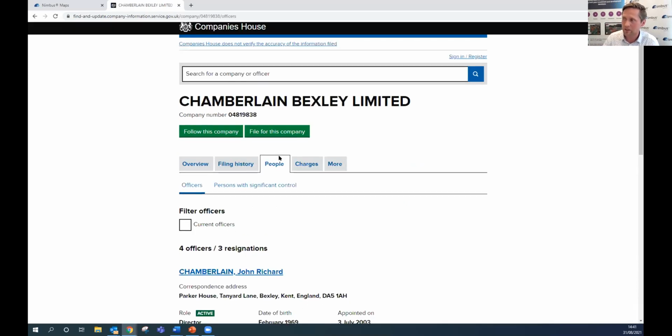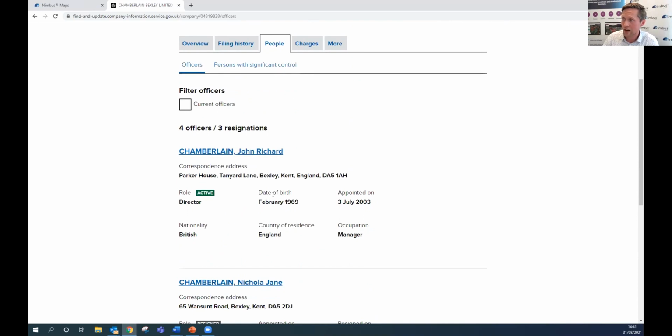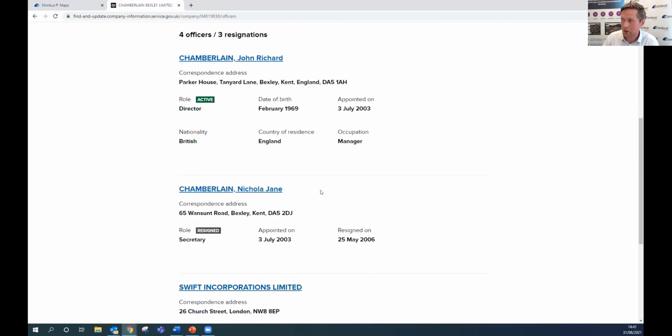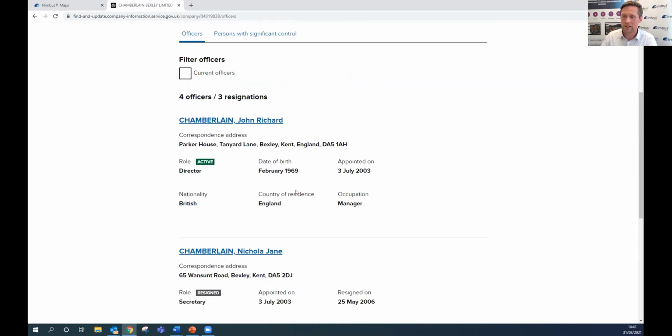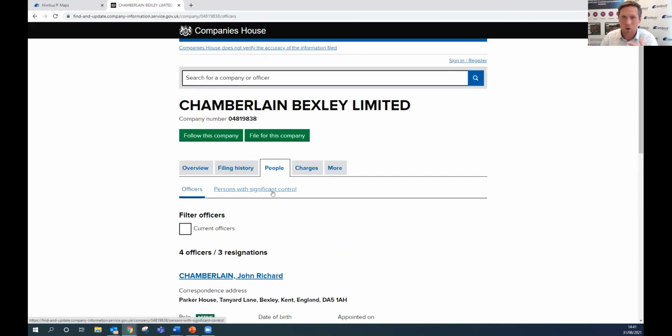The people behind that business are these people. John Chamberlain, Nicola Chamberlain, she's retired actually, and there are some other people below this. There's one person there that's running that. They were born in 1969, so they're about 52 years old, something like that. So probably not at the point of being of an age where they might want to sell something, but certainly interesting to see what that interest might be from them.